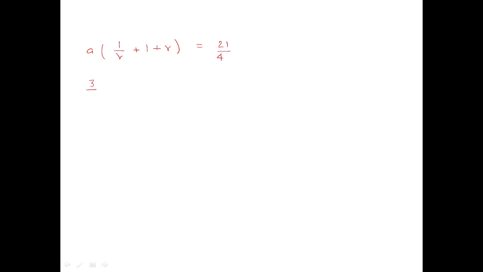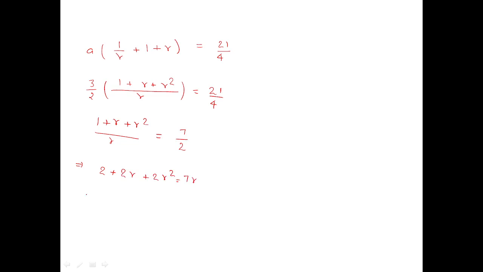A is equal to 3 by 2. Taking our LCM, so we get 1 plus R square is equal to 21 upon 4. So 1 plus R square upon R is equal to 7 upon 2. This implies 2 plus 2R square is equal to 7R. This implies 2R square minus 5R plus 2 is equal to 0.